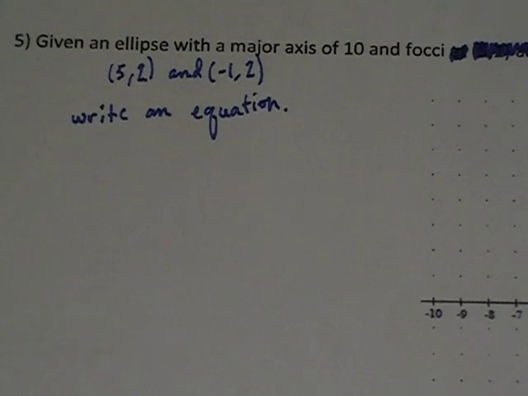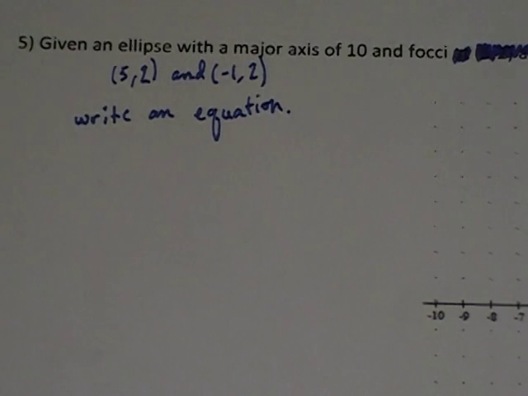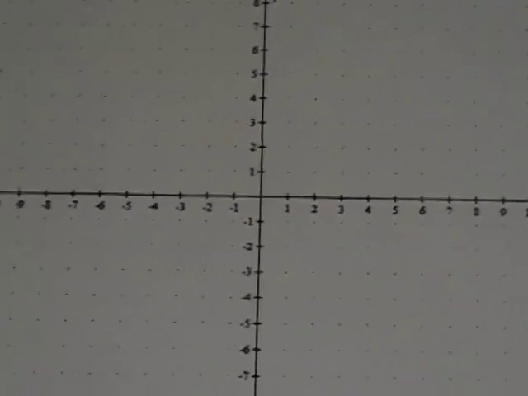Given an ellipse with a major axis of 10 and foci at (5, 2) and (-1, 2), write an equation. Okay? So what I want to do is come over here to a graph grid, take this information and sketch out what we're looking at, and then write the equation. Okay? So here's our graph grid.